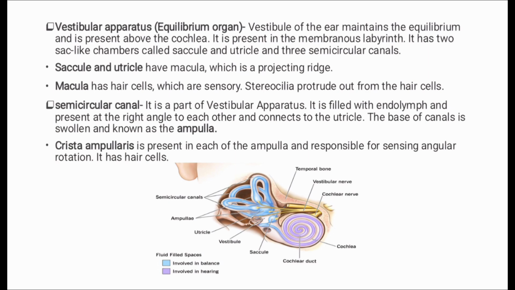This saccule and utricle have macula, which is a projecting ridge. So this macula has hair cells which are sensory, and stereocilia protrude out from the hair cells.